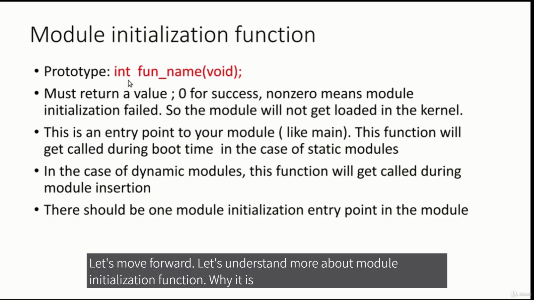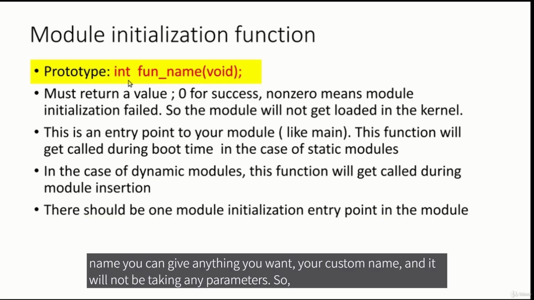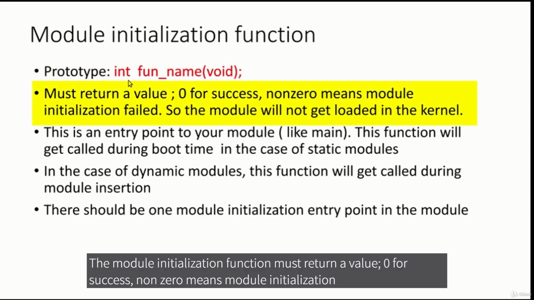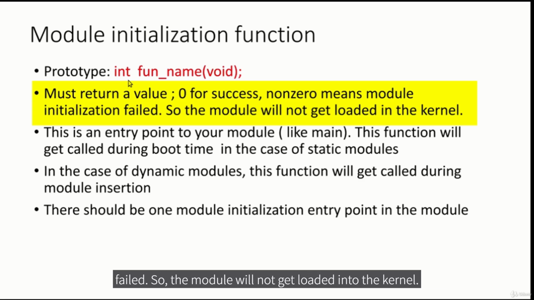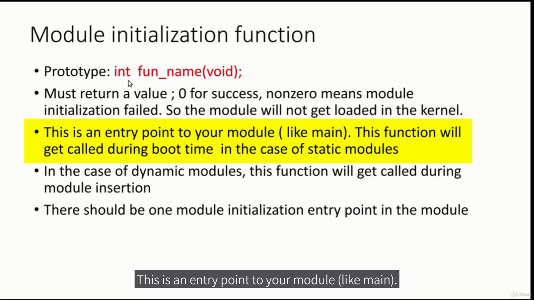Let's move forward. Let's understand more about the module initialization function, why it is required. First of all, this is the prototype of a module initialization function. It should return int, and the function name you can give anything you want, your custom name, and it will not be taking any parameters, so input parameters are void. The module initialization function must return a value, 0 for success. Non-zero means module initialization failed, so the module will not get loaded into the kernel. This is an entry point to your module, like main. We talk in terms of entry points.